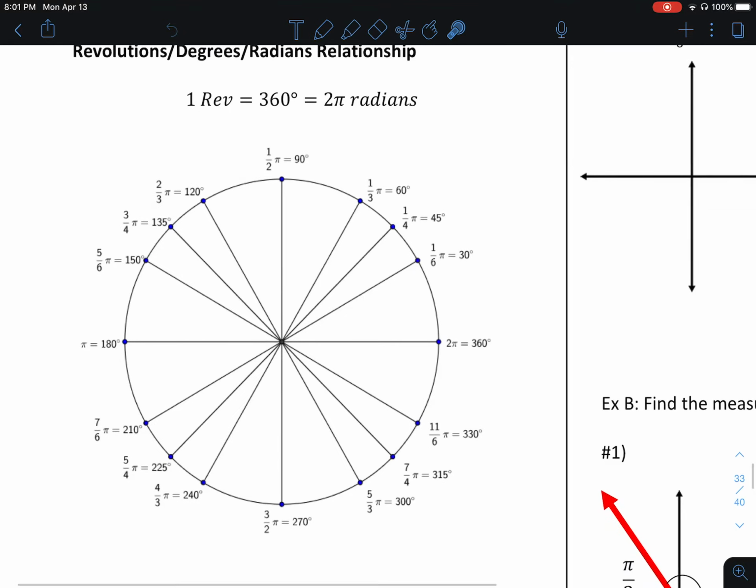Here's what you need to know. This would be like if you heard nothing that I said for these entire notes, this is the most important thing. 1 revolution is 360 degrees, which you already knew, which is also equal to 2 pi radians.